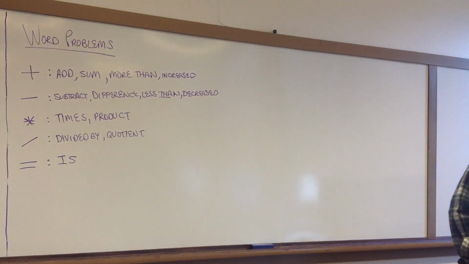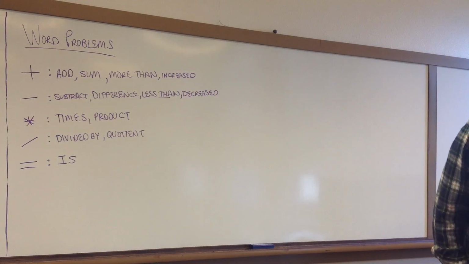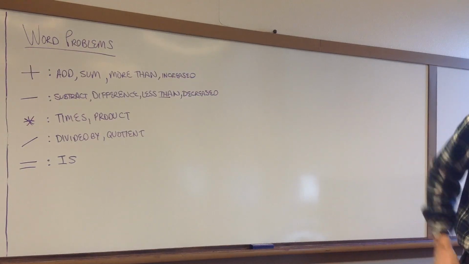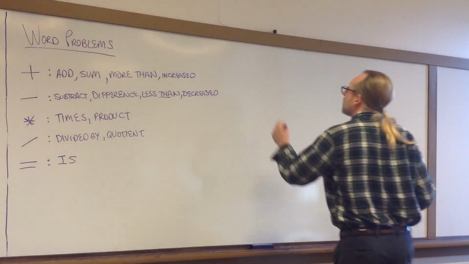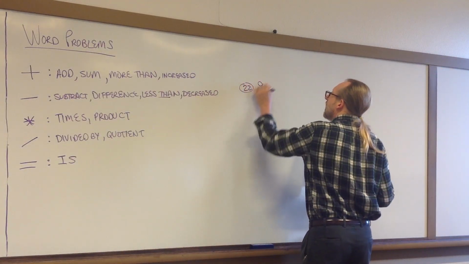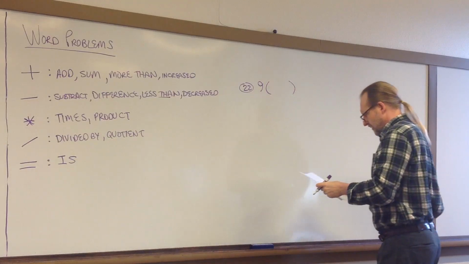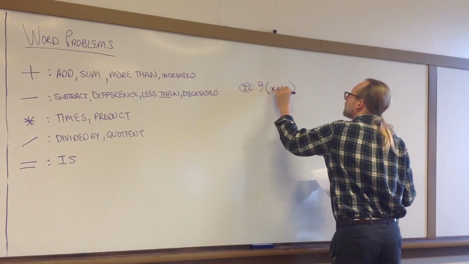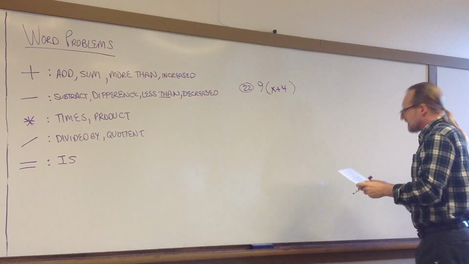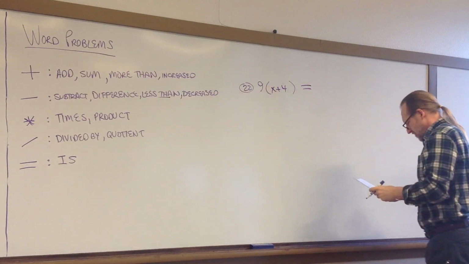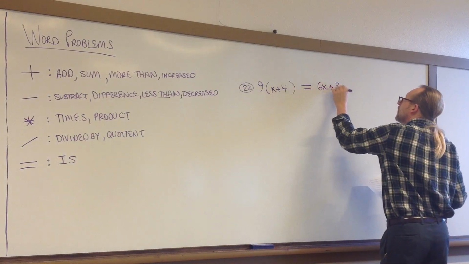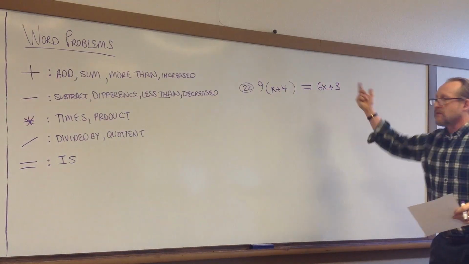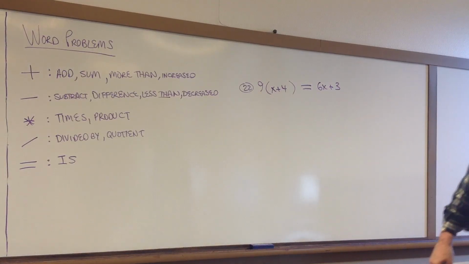Let's see here. Problem 22. 9 times the sum of. Okay, so we should be thinking parentheses. Problem 22. 9 times the sum of a number and 4. So there we go, x plus 4, is the same as 3 more than 6 times the number. So 3 more than 6 times the number. And again, you can write it 3 plus 6x as well. That's the same thing. All right, so there's our equation.